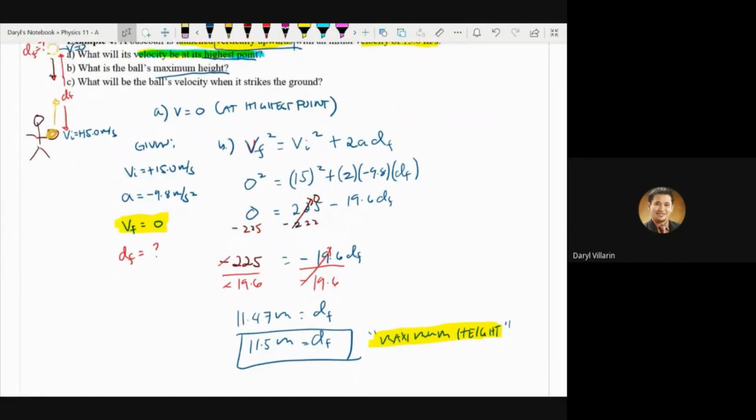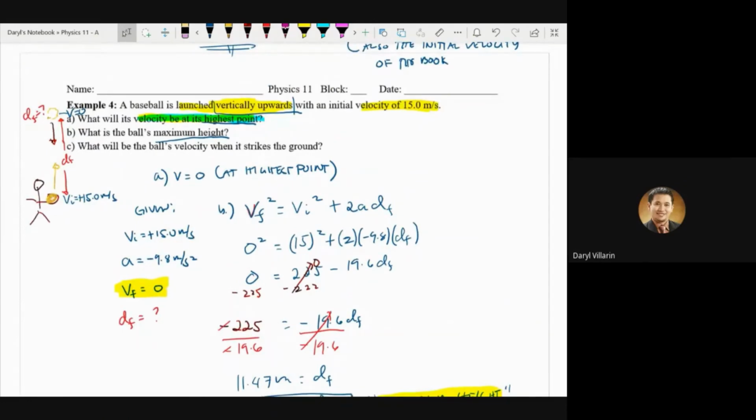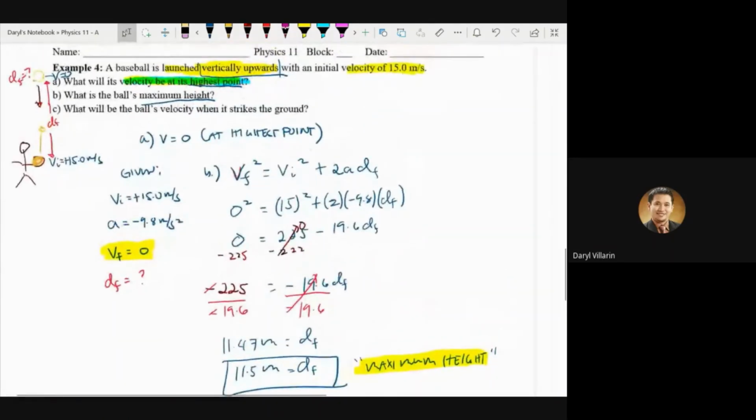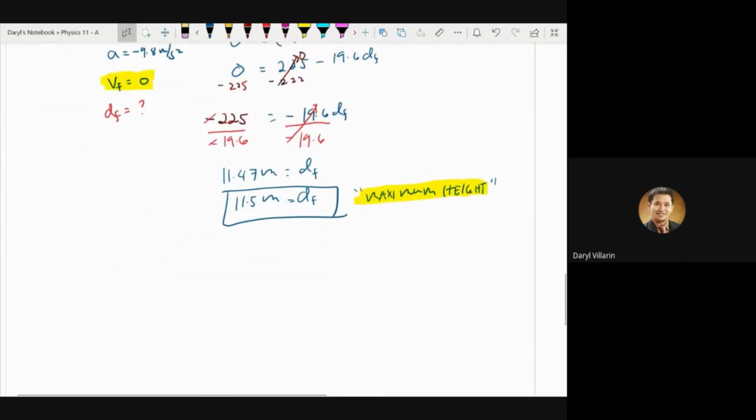So the question is, what will be the ball's velocity when it strikes the ground? Let's just assume that in this particular case, the ball is thrown at the ground. So it goes up, reaches a certain height, but of course it goes back down.